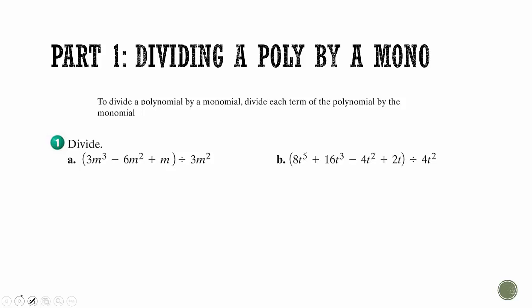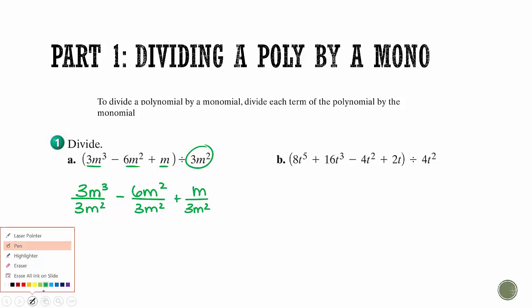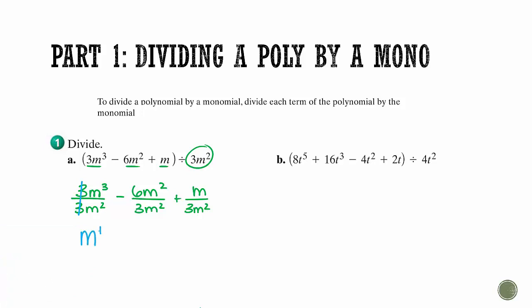So when we see something like this, that means I need to divide 3m squared by every one of these guys here. So I'm going to rewrite this as 3m cubed over 3m squared minus 6m squared over 3m squared plus m over 3m squared. And then you simplify each one. And 3 divided by 3 is just 1. M cubed divided by m squared, we need to subtract the exponents, so we're just left with 1m.